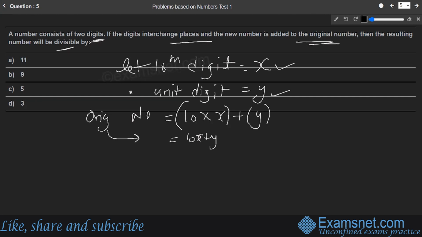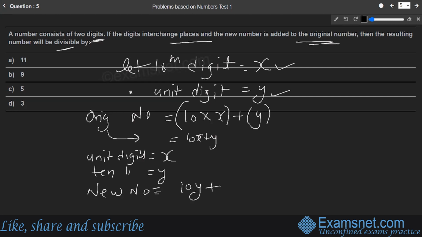Then he says if the digits are interchanged, that means the unit digit and 10's digit are changed. So the unit digit now becomes x, and the 10's digit now becomes y. So the new number will be 10 times the 10's digit, so it's going to be 10y plus the unit digit, which is x. So this is what the new number is, 10y plus x. The old number, or the original number, was 10x plus y.